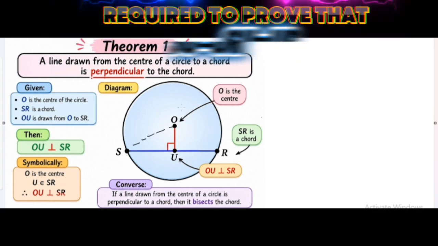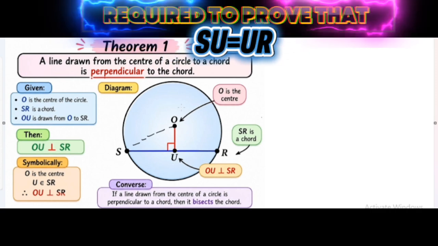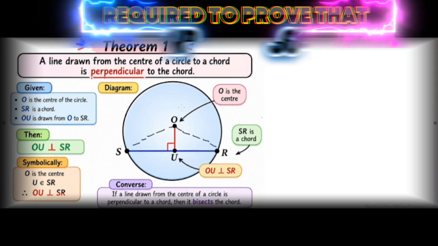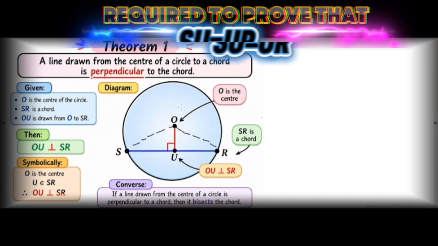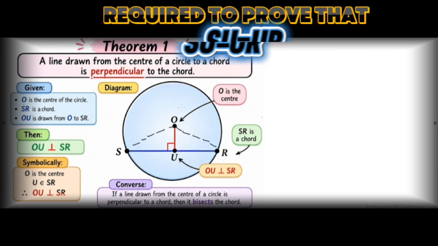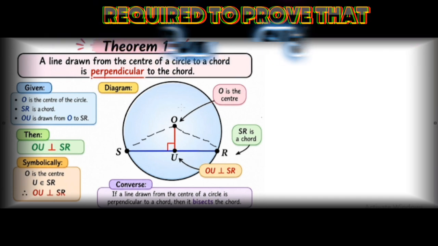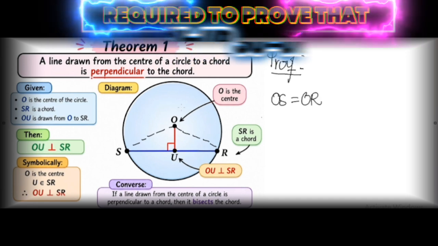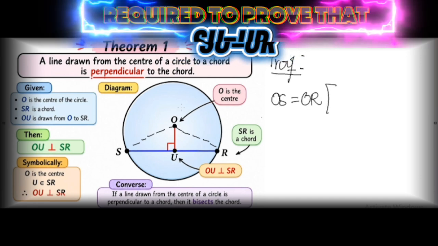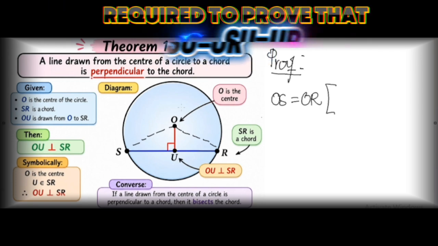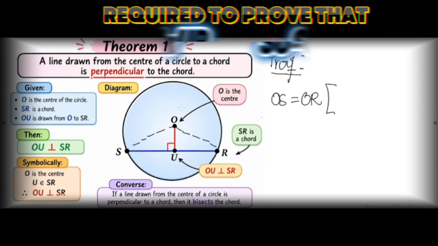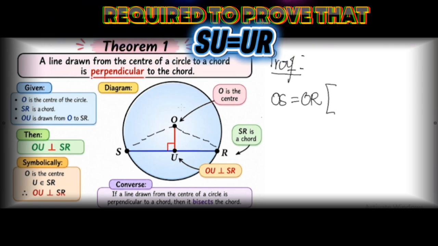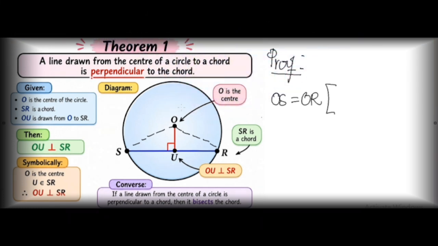Now, our proof. The first statement will say OS is equal to OR. Reason being, OS is a radius and OR is also a radius. A radius is a line drawn from the center to the circumference, right? So the radius of a circle is equal to another radius of the same circle. Our reason here will be radii, meaning two or more radius. When there are two or more radius, we say radii.